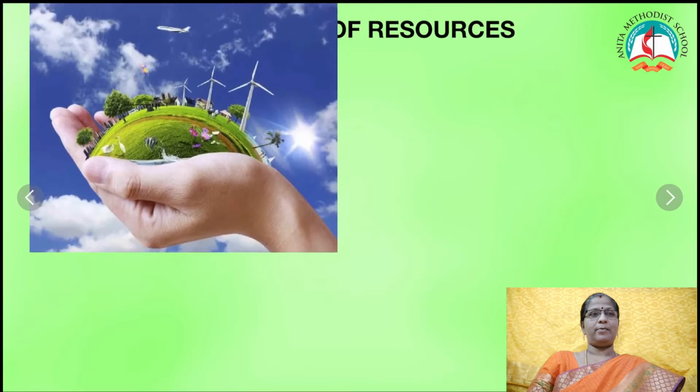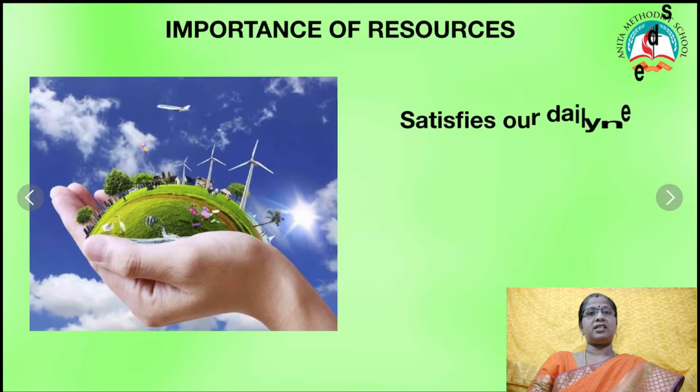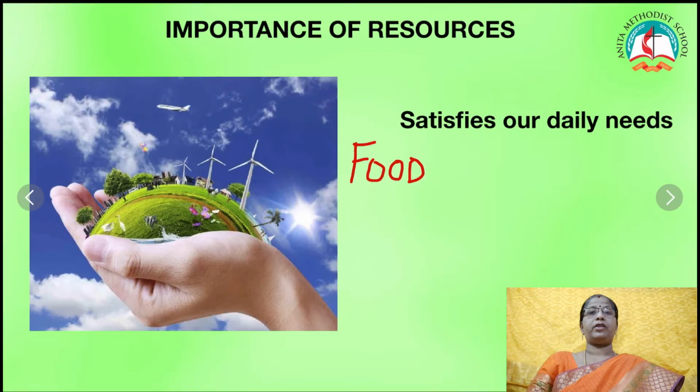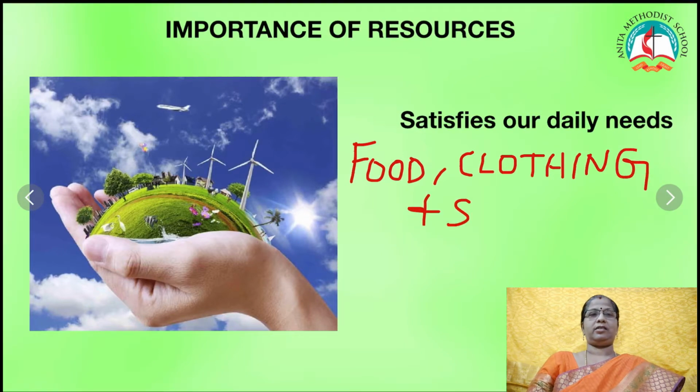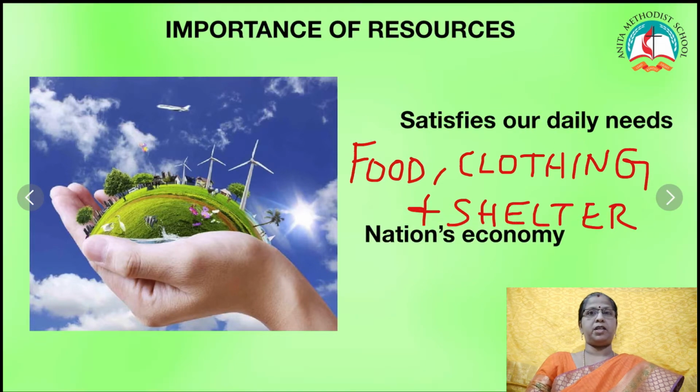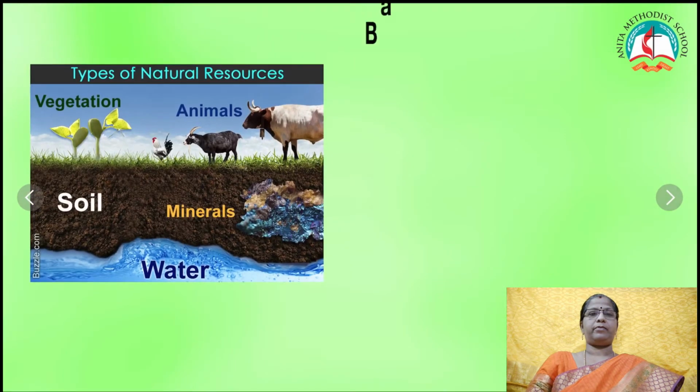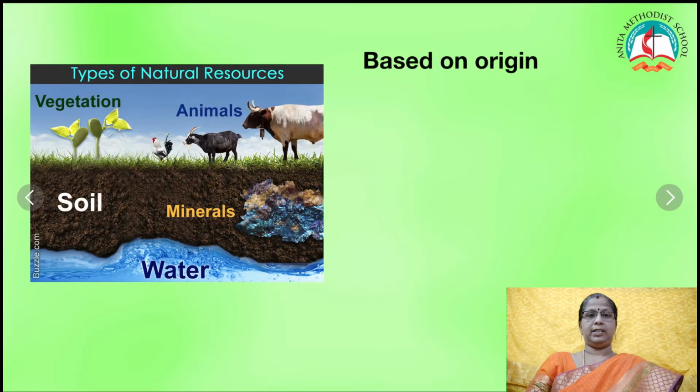The first one is, it satisfies our daily needs like food, clothing, and shelter. It also boosts up a nation's economy. How are the natural resources classified? They are classified on the basis of origin and on the basis of renewability.